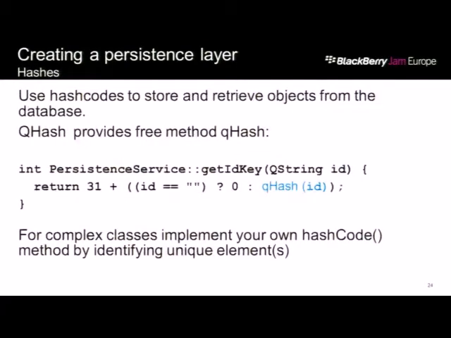And to receive a unique object from the database, we use hash functions, and QHash is a Qt class with a free function qHash, where you can get hash codes from most basic classes. And we have implemented the hash code function in most of our more complex classes to get a unique key for that.